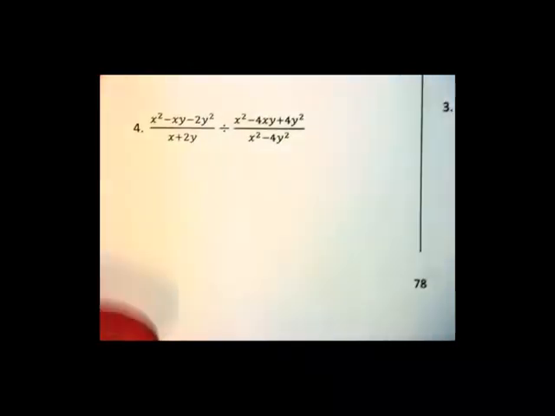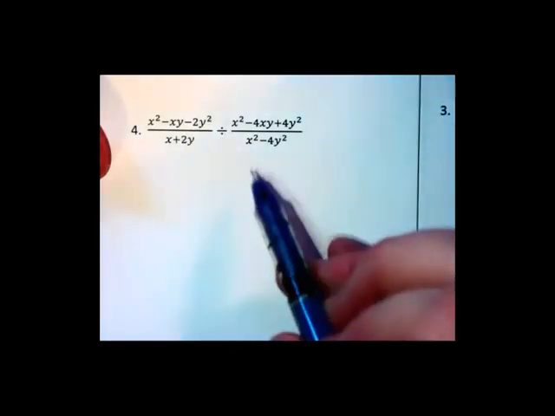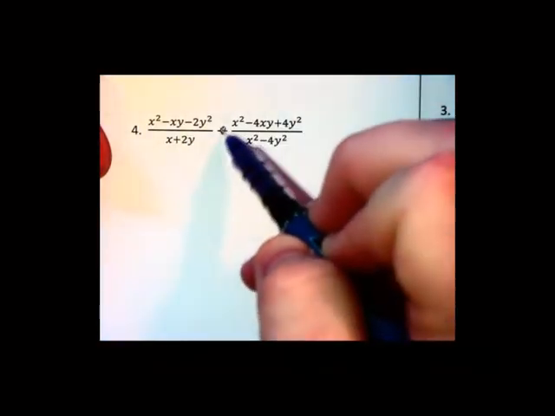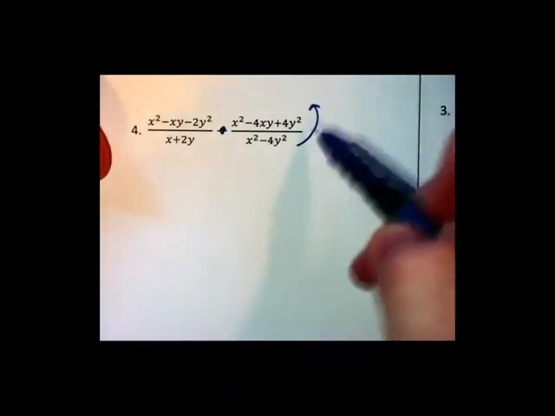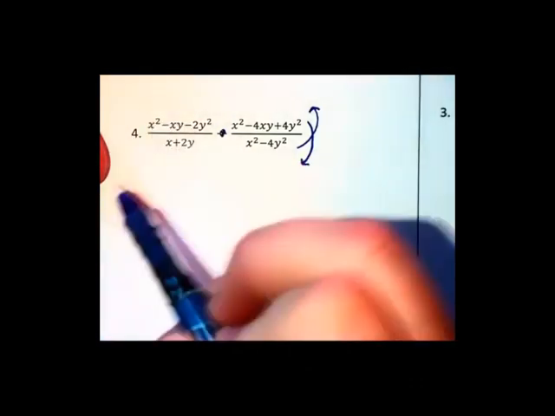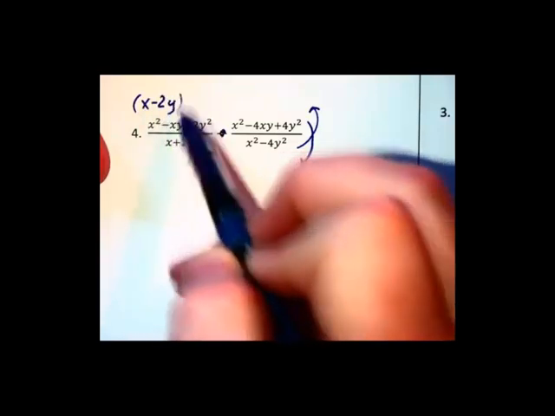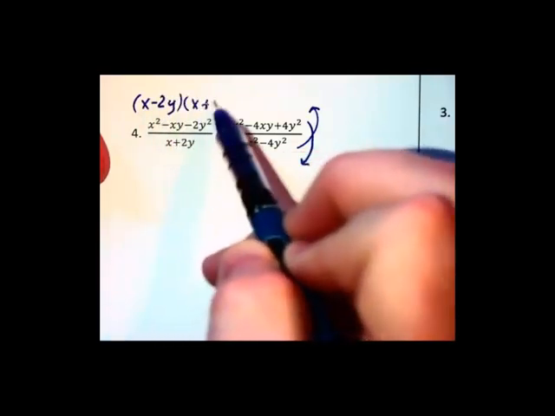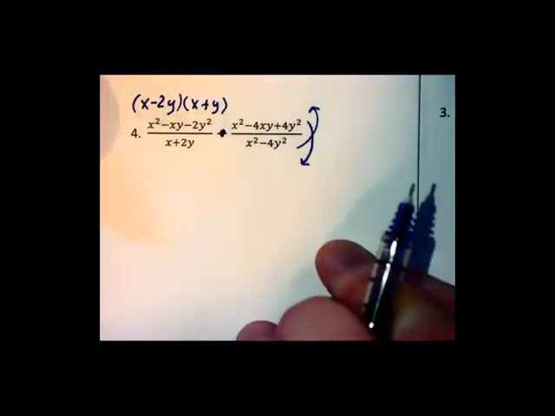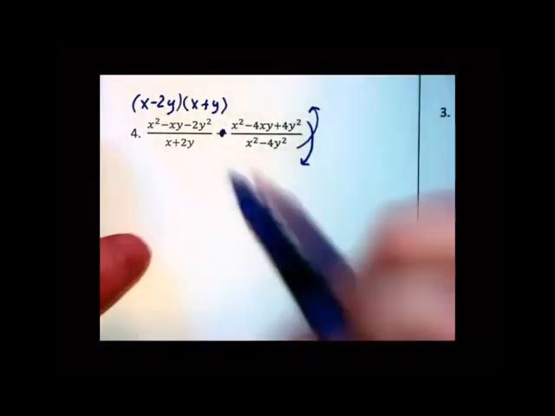Now, number 4 here. We know that with division we can't cancel across it, but if I turn it into multiplication and flip that second fraction over, what I like to do is factor in place. Up on the top left, I'm going to have x minus 2y times x plus y, and you'll notice I'm factoring pretty quickly because the emphasis here is on the division problem, not on do you know how to factor.